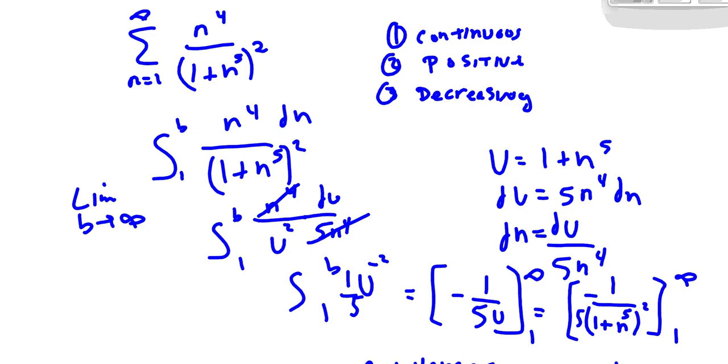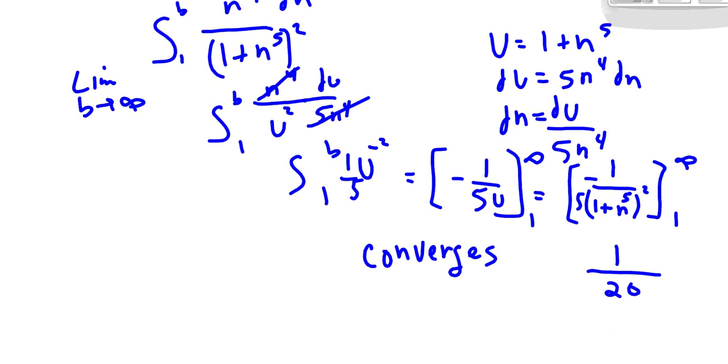Now when we plug in our limits of integration, we see that when you put infinity in there, that goes to 0, because 1 over infinity is 0. And when we put 1 in there, you're going to get a negative 1/20th, but minus that gives you 1/20th. So since this does evaluate to a limit, and that is 1/20th, this one converges.